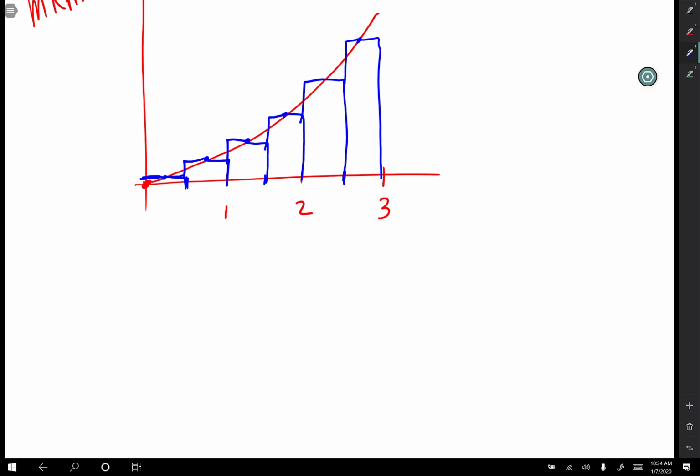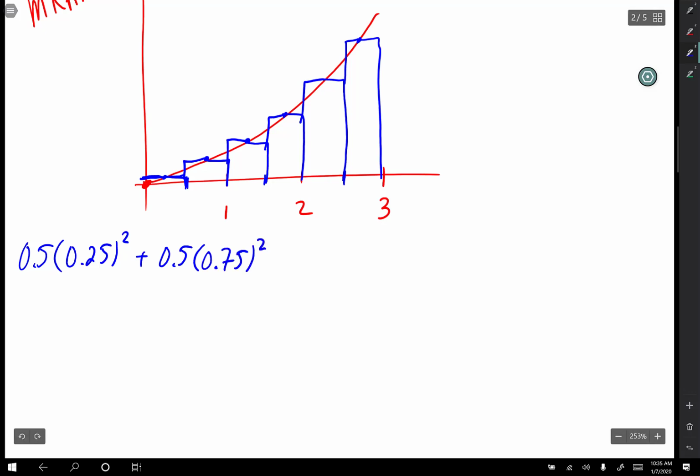Here we go, guys. I'm going to calculate this one. 0.5. The middle was 0.25. So 0.25 squared plus 0.5. The middle between 0.5 and 1 was 0.75. 0.75 squared. The middle between 1 and 1.5 was 1.25. 1.25 squared. Width times height, width times height, width times height.